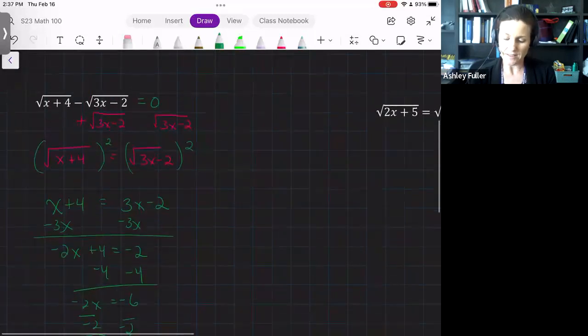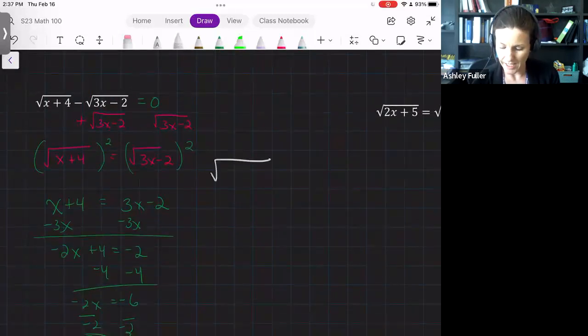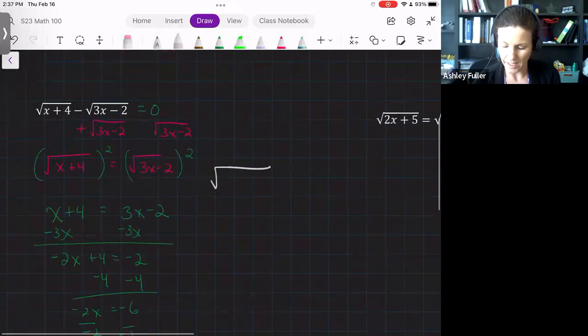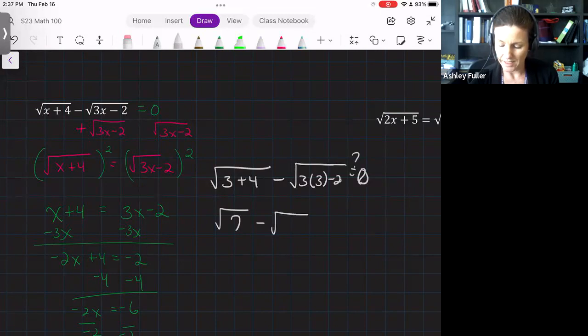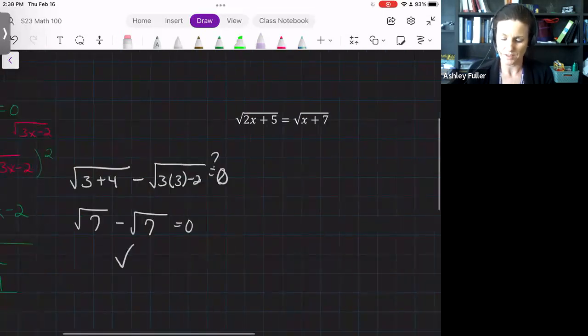In order to check this, I go back to the original equation, and I'm going to plug in 3 anywhere I see an x. I want to see if this holds true. And using my original equation, I'm going to then subtract the square root of 3 times 3 minus 2. And I want to see if this does equal 0. I get the square root of 7 minus the square root of 9 minus 2 is 7, resulting in 0 equals 0. So it is a true statement and the solution works.